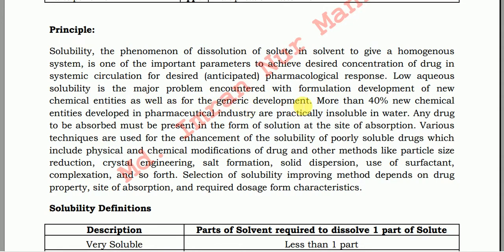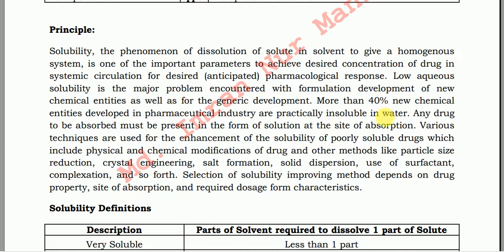Low aqueous solubility is the major problem encountered with formulation development of new chemical entities as well as for generic development. Generally, the drug we take, for example paracetamol or ciprofloxacin, whatever the drug is, generally has low aqueous solubility. That means the solubility of this drug in water is very low, and it is a major problem. More than 40% of new chemical entities developed in the pharmaceutical industry are practically insoluble in water. It implies that about 40% of new chemical entities, that means new drugs that are going to be developed, are generally insoluble in water. This is a very big problem.